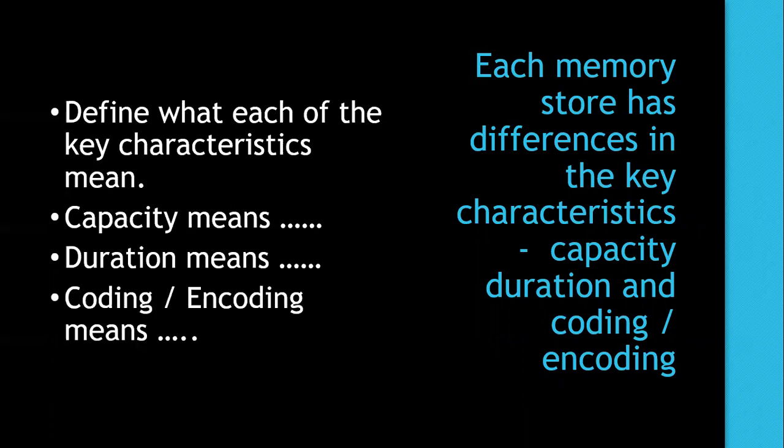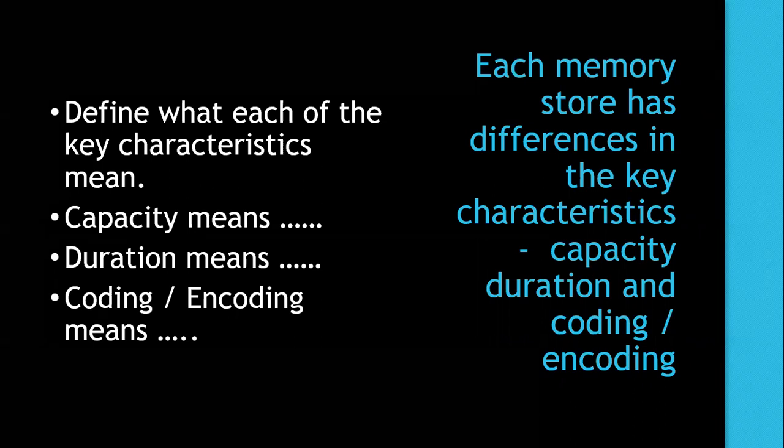And our final characteristic is coding or encoding. Remember, both of these terms are fine. Coding means it is the format in which the information must be in order for it to be processed within that memory store. So each of the memory stores is going to have different types of coding. Again, coding is the format in which the information must be. Now remember, when we were defining the sensory register, that it's made up of a variety of modalities. That means a variety of different types of coding, different types of format.